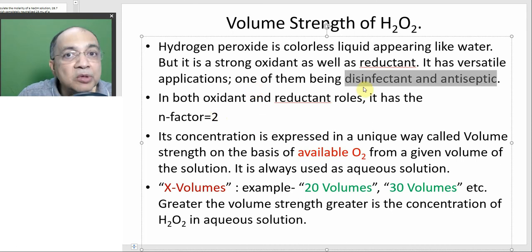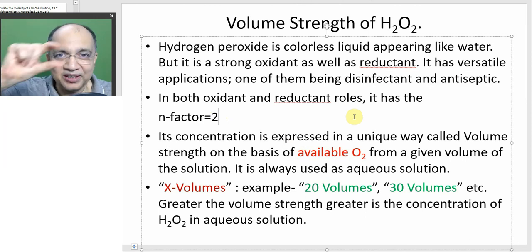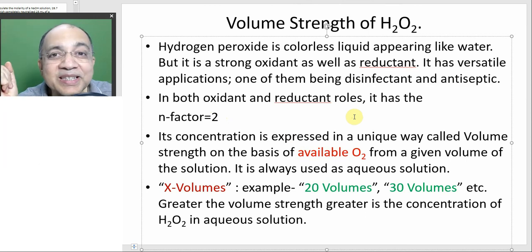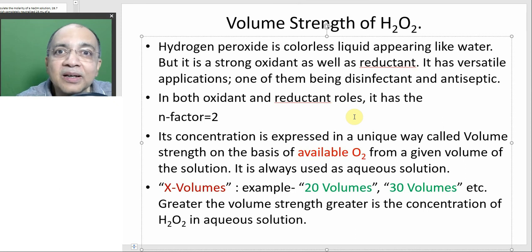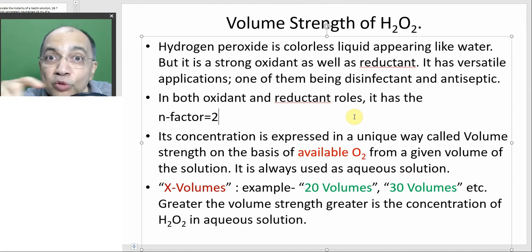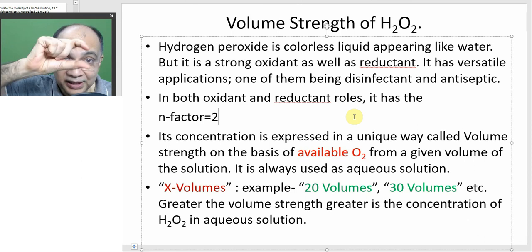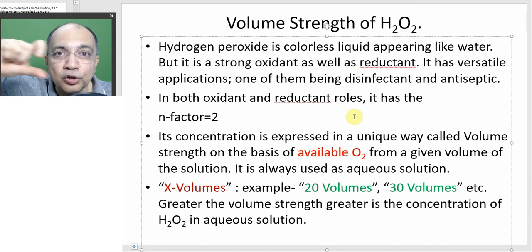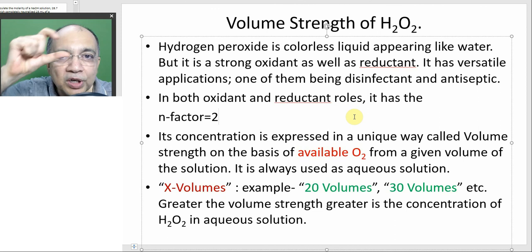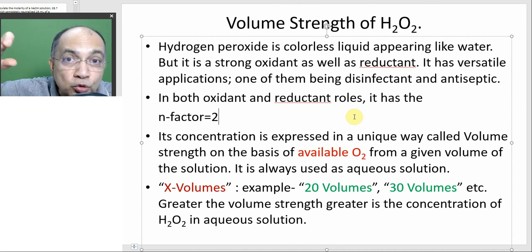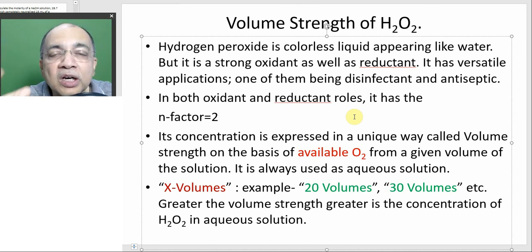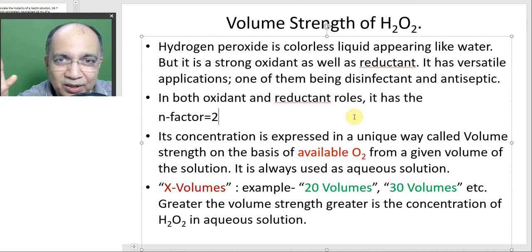Now, commercial hydrogen peroxide bottles that you buy have a sticker. It is not in terms of molarity or normality or W by V percent. It is something different called volume strength, not percent, volume strength. The sticker would say 20 volumes or 30 volumes or 40 volumes. The larger the numerical value of the volumes, the higher the concentration. Stronger is the H2O2 solution, with more H2O2 present in water.